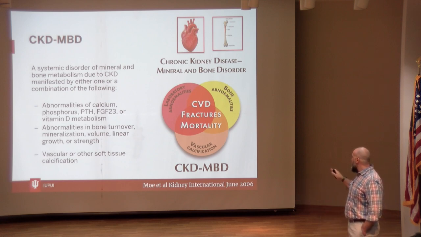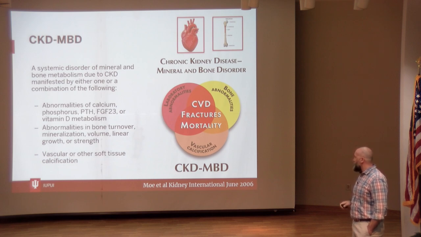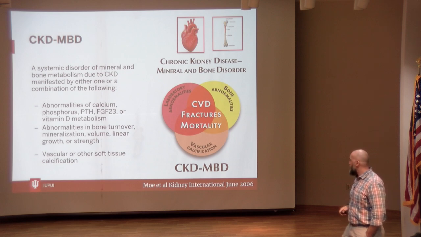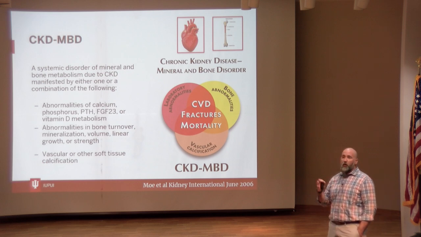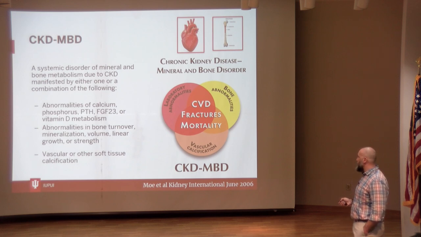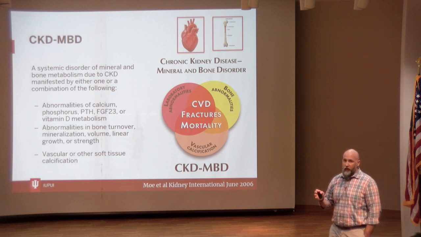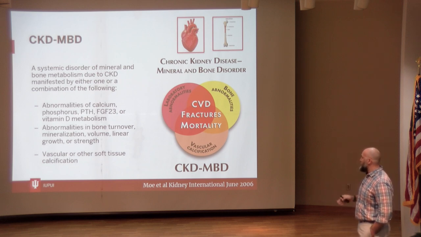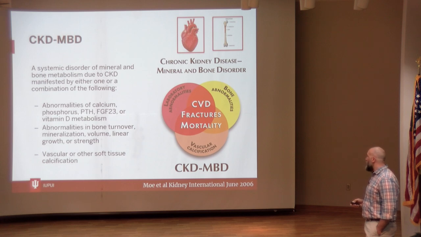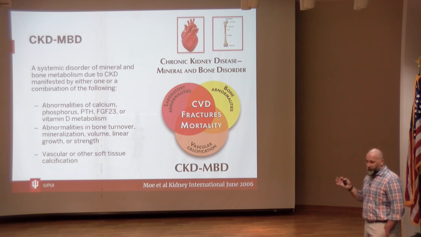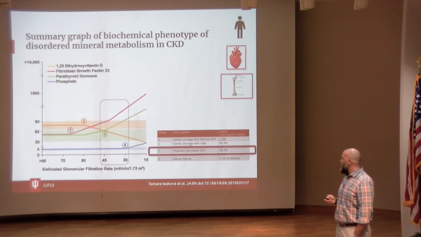You can have abnormalities in bone, and then vascular calcification. So when you look at the different types of biochemistries, calcium, phosphorus, parathyroid hormone, FGF23, and vitamin D, those are all commonly dysregulated in CKD. You have abnormal bone turnover and mineralization. That then affects bone size and bone strength. And vascular calcification can occur as well. So all of these things are known as CKD-MBD.